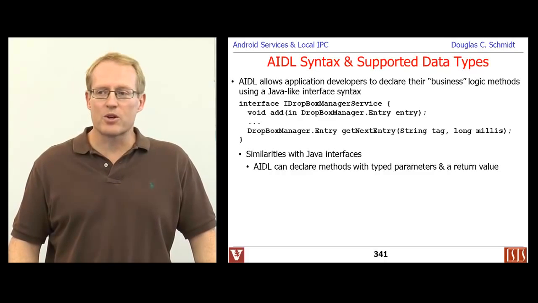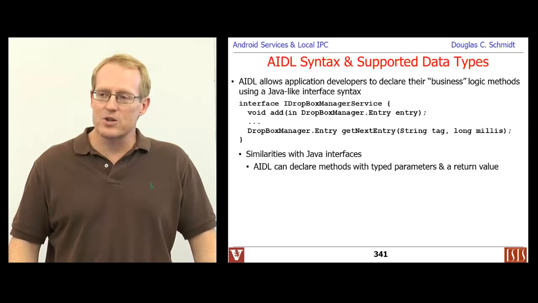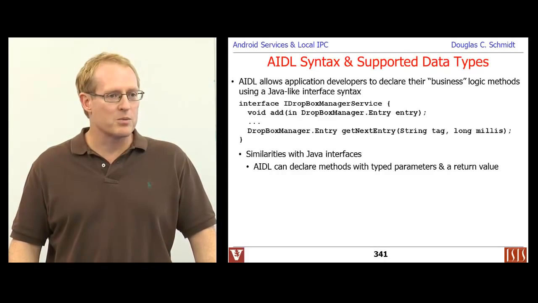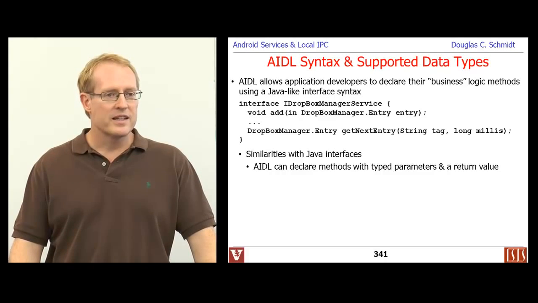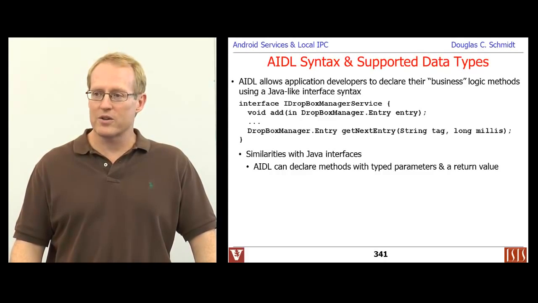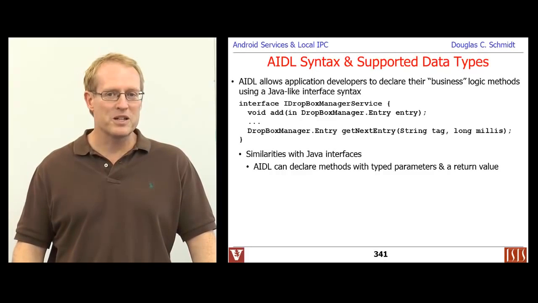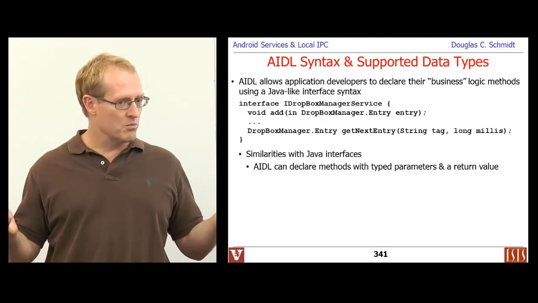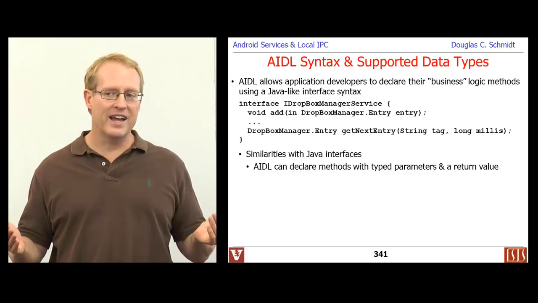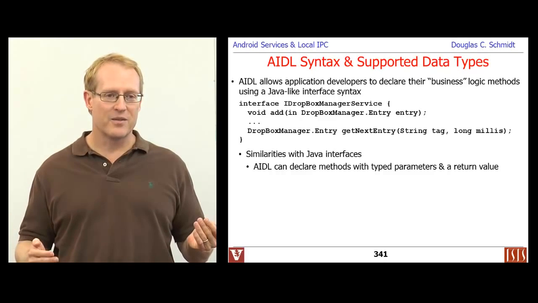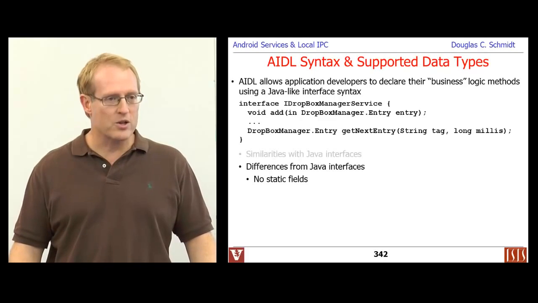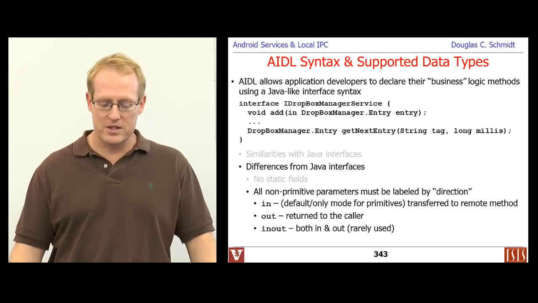So here are things that are similar with the Java interfaces. If you know Java, then you know that it's possible to define interfaces that have methods that have typed parameters and optionally a return value. You can also have void to not return anything, but it's common to have a return value of some kind as well. So pretty much everything you know about Java interfaces will apply to AIDL, with a few key exceptions. So here are some of the differences.